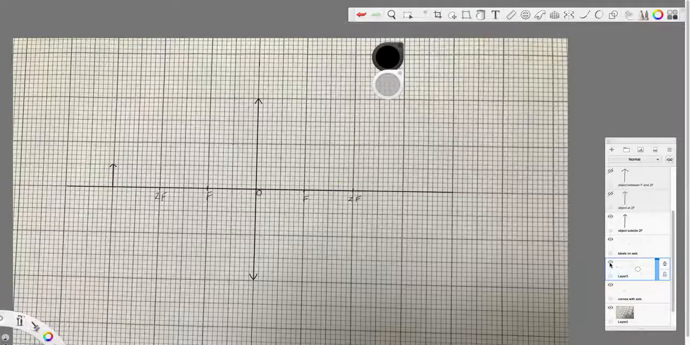So let's then move to an object at 2f and do the same thing. So we have a ray coming in parallel to the principal axis, which comes out through the focus.